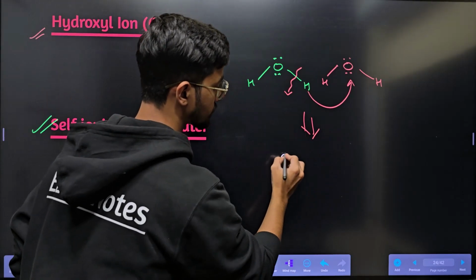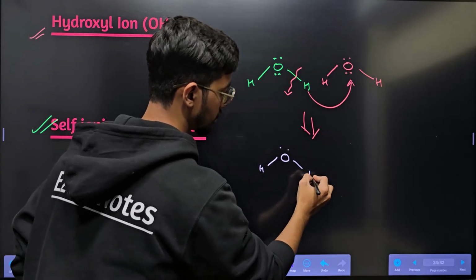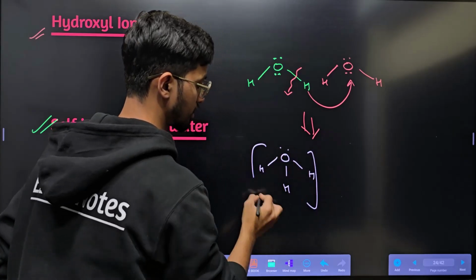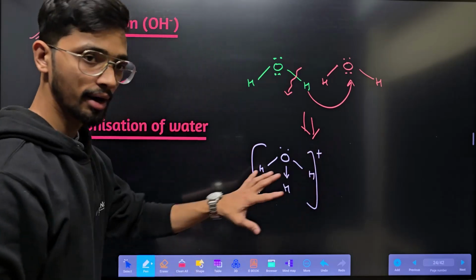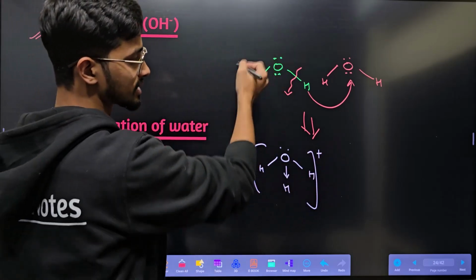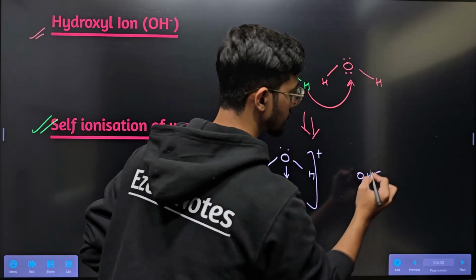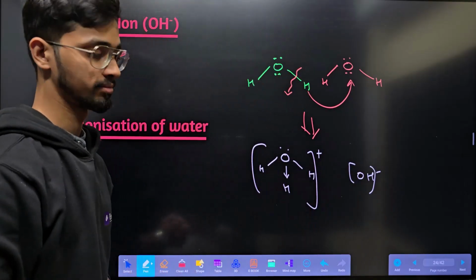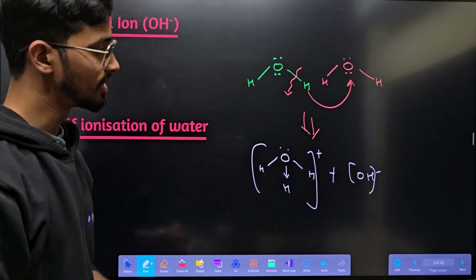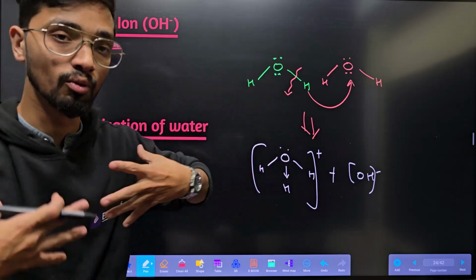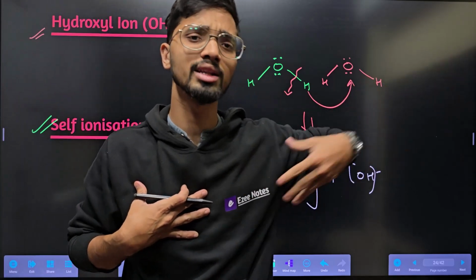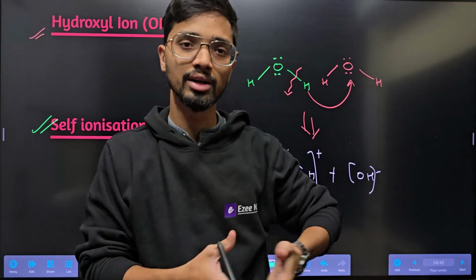See, 1, 2, and 3. Hydronium ion plus this OH minus. Okay. This is called self-ionization of water. Water will get self-ionized with another water molecule. They both will get together.